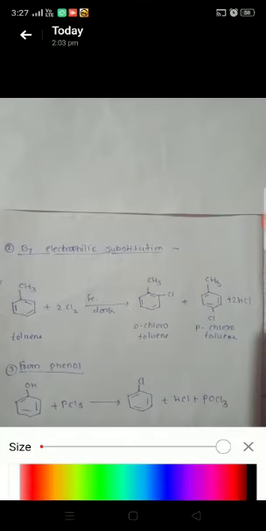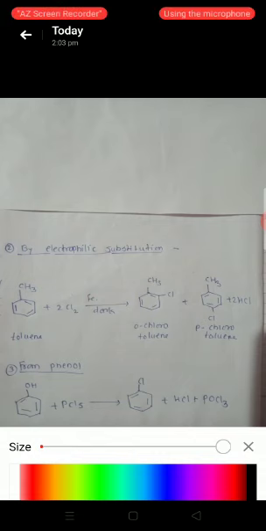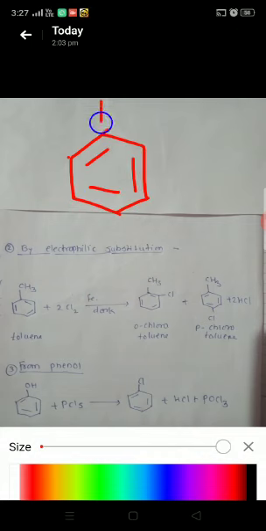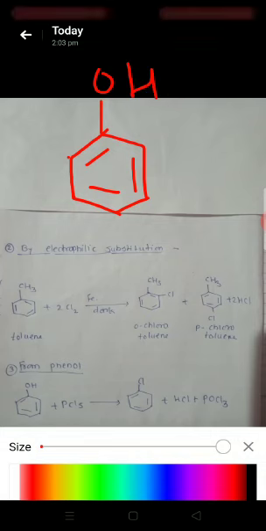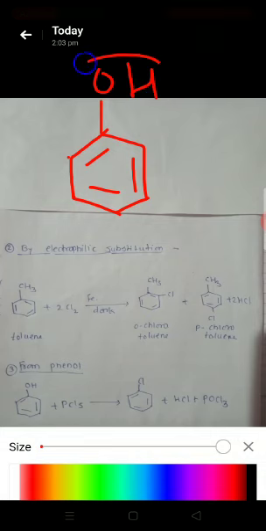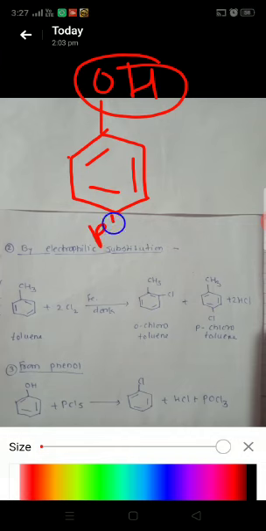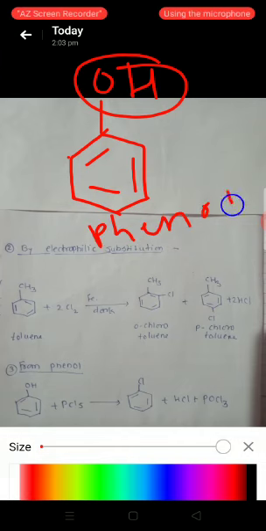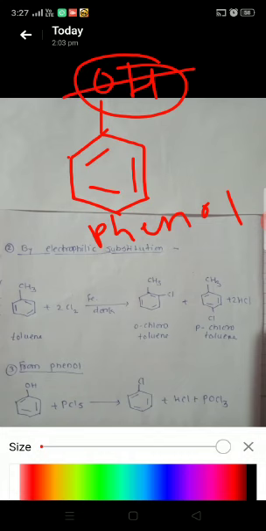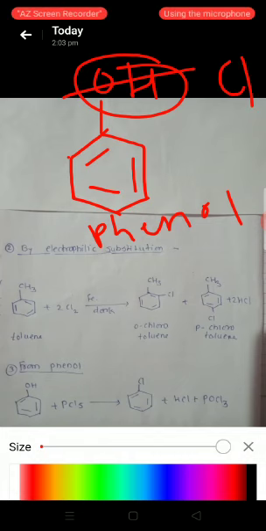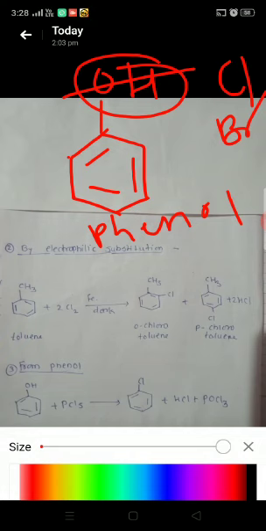The third method is from phenol. What is phenol? See here, this is a molecule of phenol. When one of the hydrogens of benzene ring is replaced by OH group, then the compound is phenol. When this OH group is replaced by halogen atom, chlorine or bromine, then the compound obtained is called chlorobenzene or bromobenzene or aryl halides.